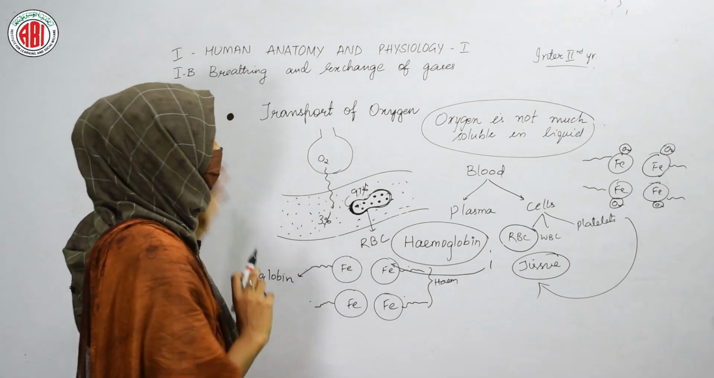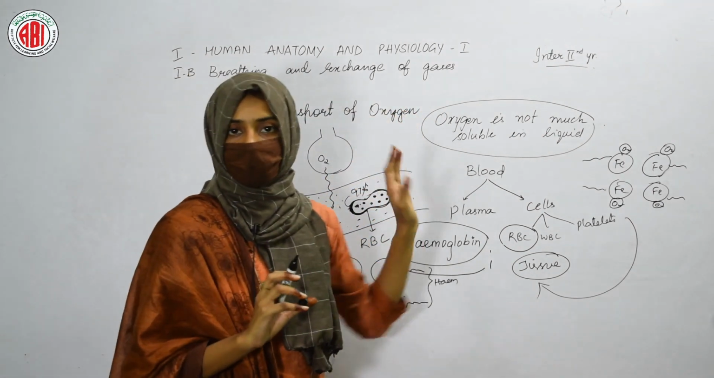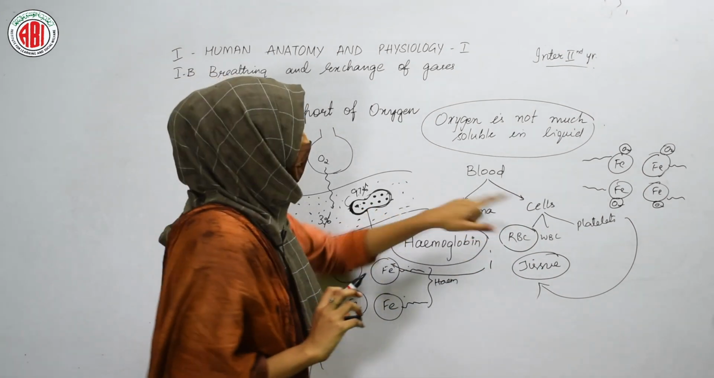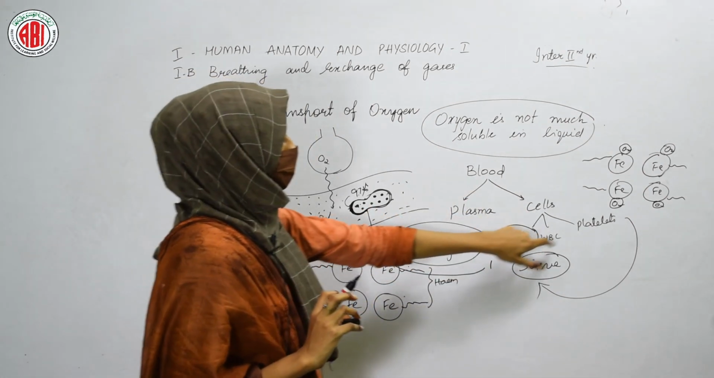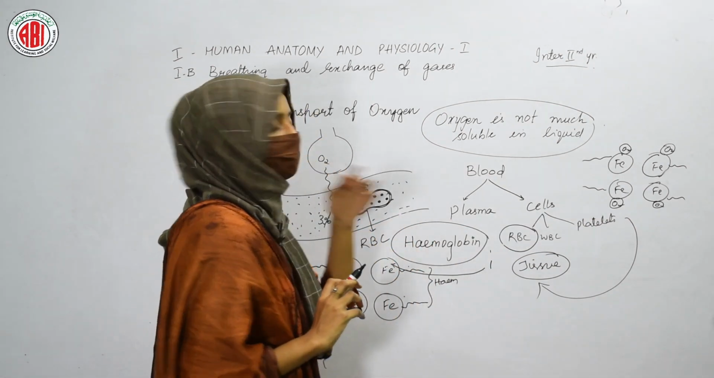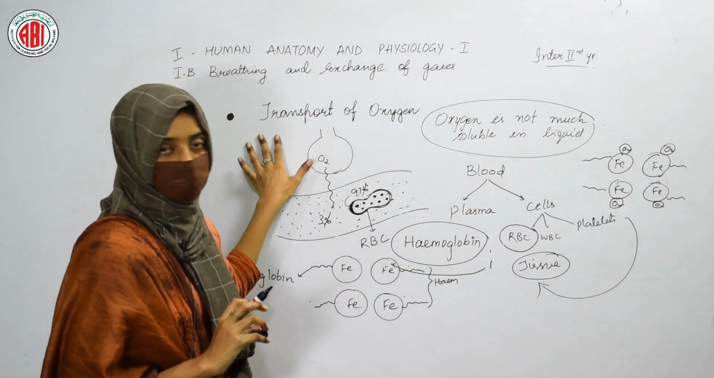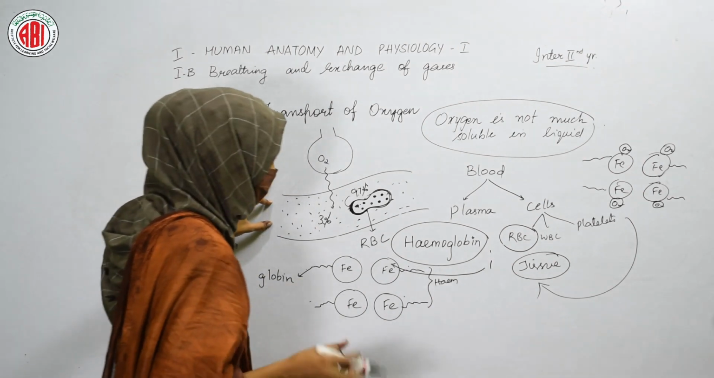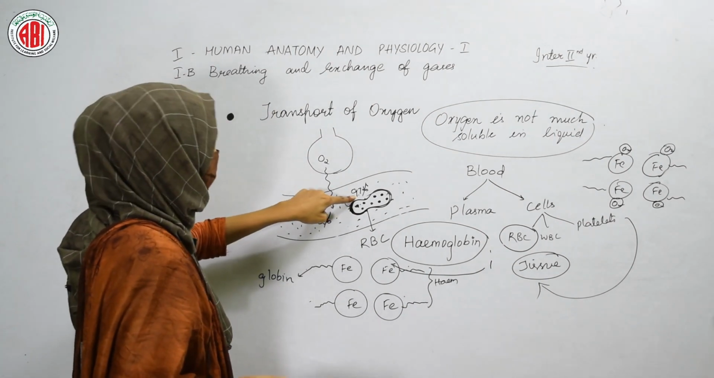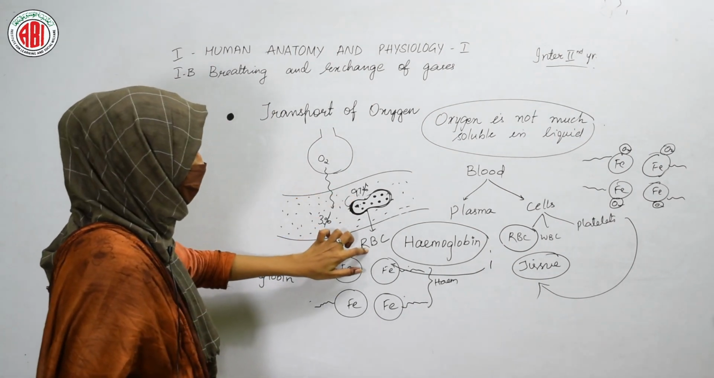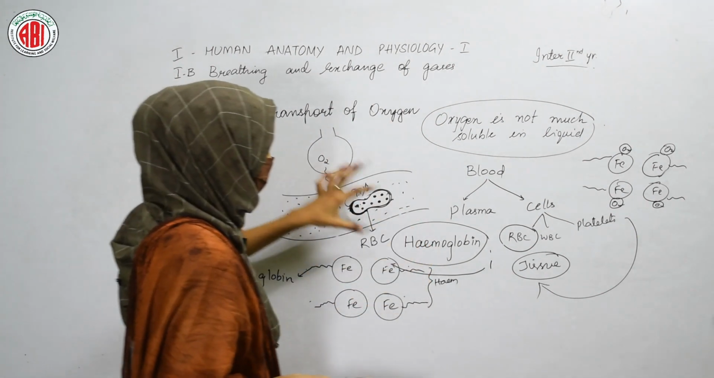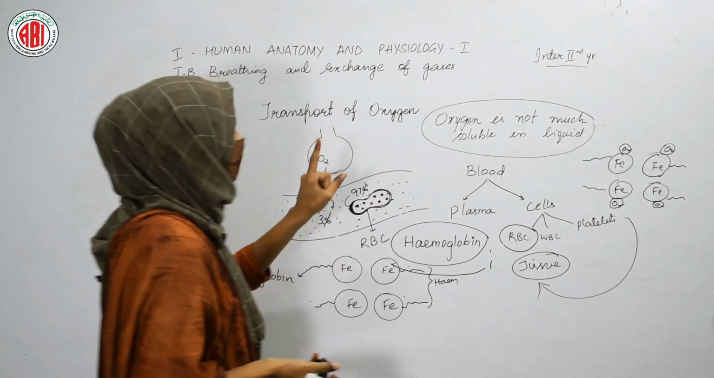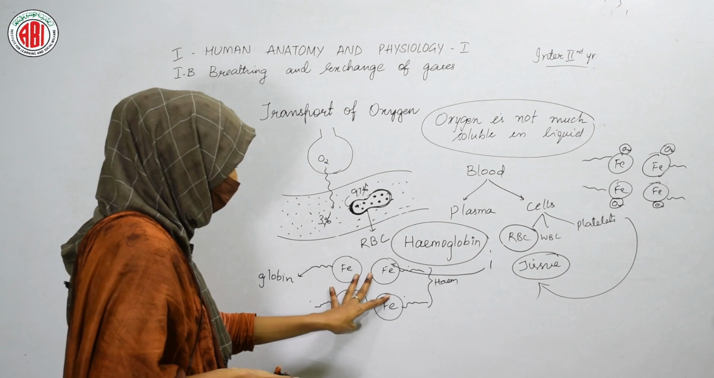Let us recall this one. Oxygen is not much soluble in liquids. Blood has 2 components: plasma, which is watery, and cells. Red blood cells, white blood cells and platelets are found. Red blood cells play a major role in the transport of oxygen. Here 3% of oxygen is dissolved in plasma, and the remaining 97% of oxygen is transported by the red blood cells. In the red blood cells, some important compounds are present, and they are called hemoglobin. One hemoglobin shows 4 heme groups.